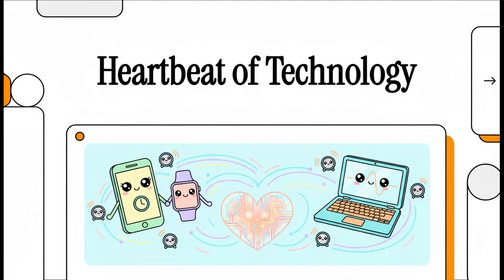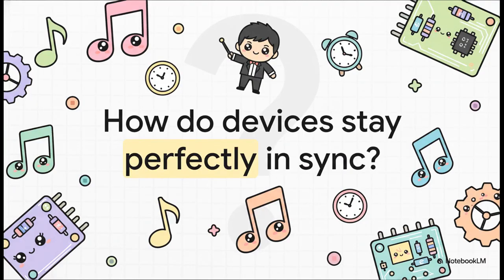Have you ever just stopped to think about how all of our modern tech just works perfectly in sync? I mean, your phone, your computer, your watch, everything just operates with this flawless, invisible timing. So, what's the secret sauce behind all that digital harmony? What is the secret to that perfect rhythm?